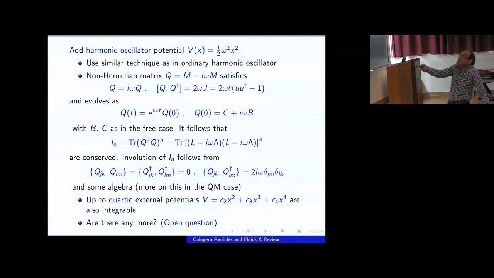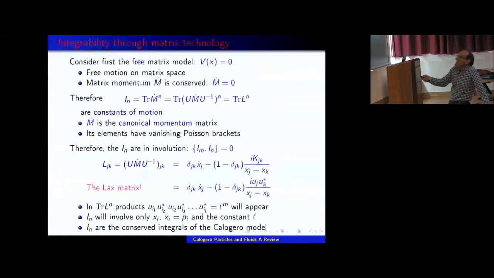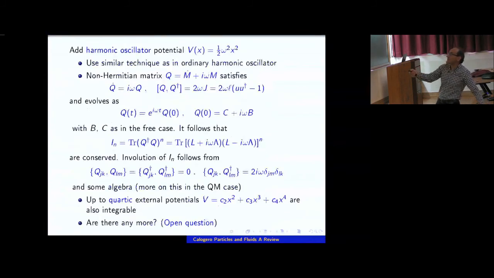This is the evolution of that matrix Q. Q of 0 is some non-Hermitian matrix that we can write as the Hermitian part and the anti-Hermitian part. These two, because of this condition, have to satisfy the same conditions as B and C before. That's why I gave them the same name. So everything you did before, you can redo it here. These B's and C's now are not initial values, but they parameterize the motion of the system.